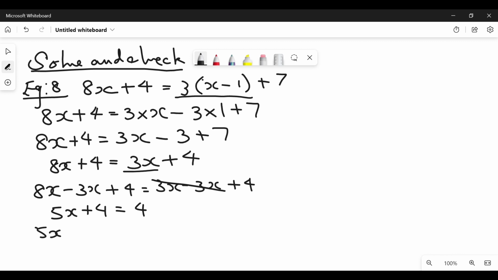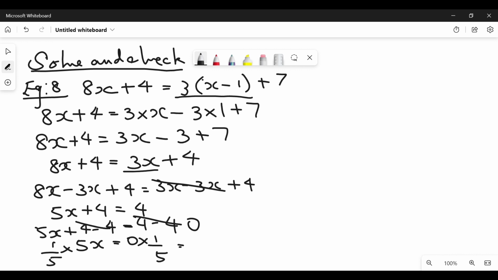Now I want to move this 4 to the other side, so again I apply the additive inverse concept. I subtract 4 from here. Whatever you do on the left hand side, do on the right hand side as well. This becomes 0, and this cancels. You get 5x equal to 0. Then finally, you divide both sides by 5, or multiply by 1 by 5, so the 5 and 5 get cancelled. x equals anything multiplied by 0, which is 0. So this is your solution.